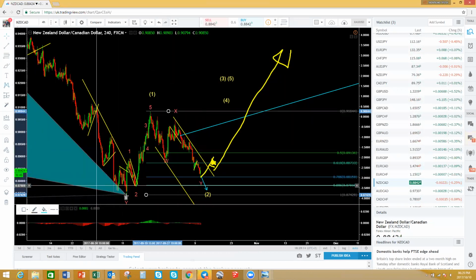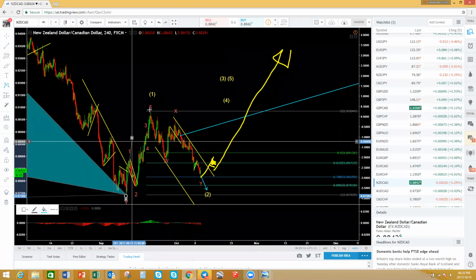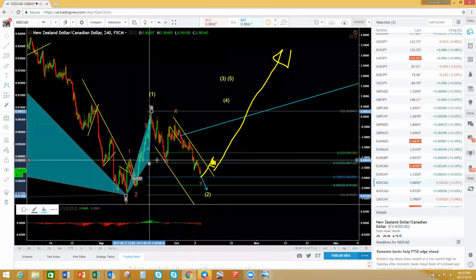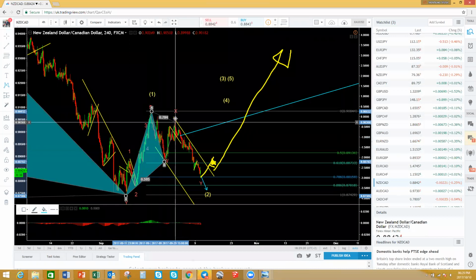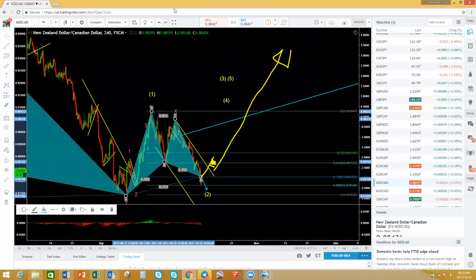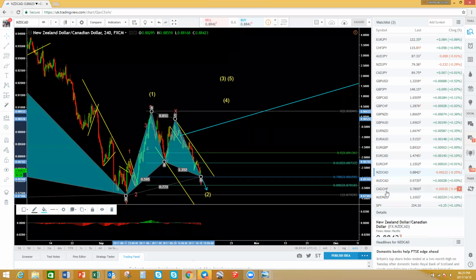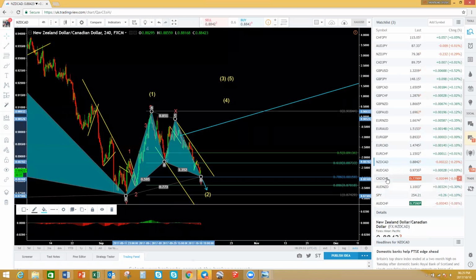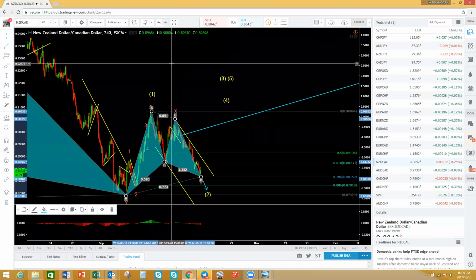You've got the bigger Gartley pattern, but after that big Gartley pattern, you're getting this smaller one as well. Okay, so that's how we trade this one. So that's New Zealand CAD. Chief, I'm not going to really look at. I'm just going to run through it quickly.